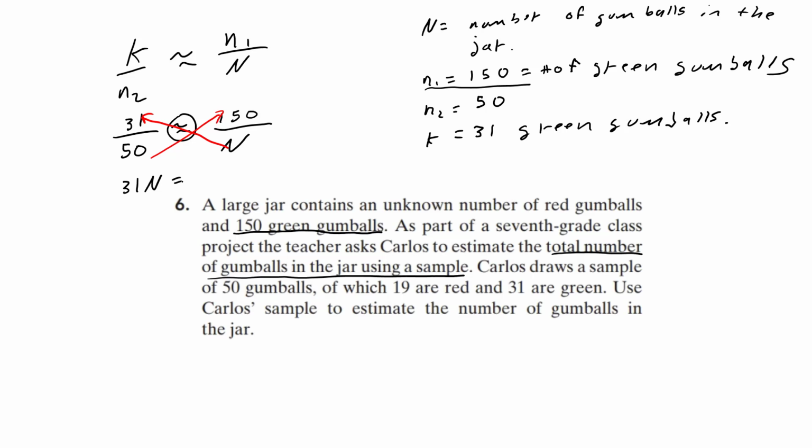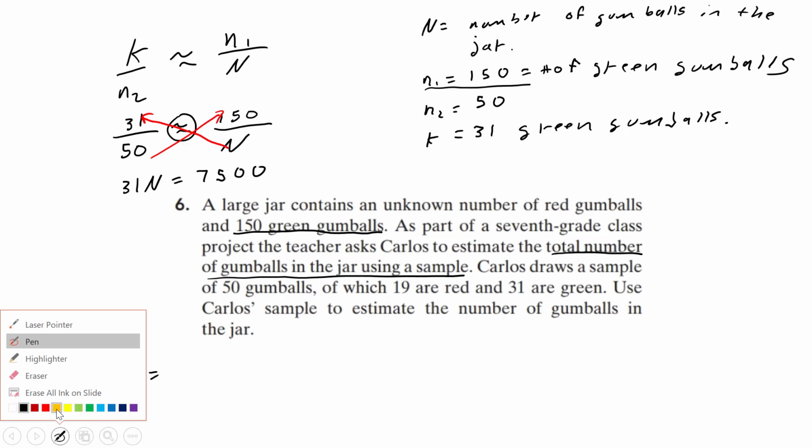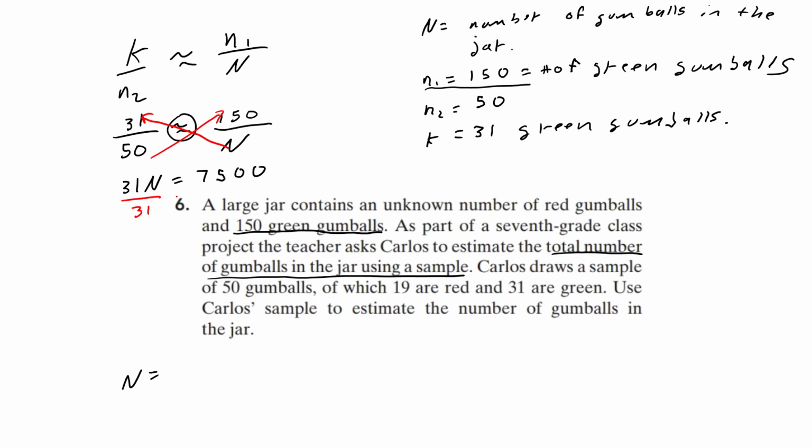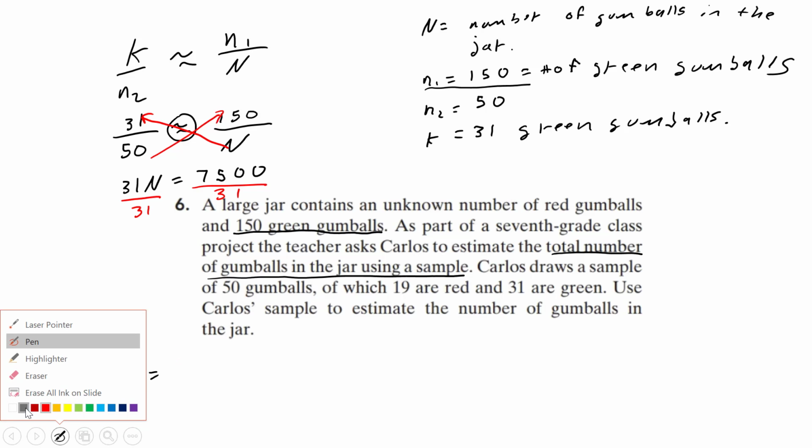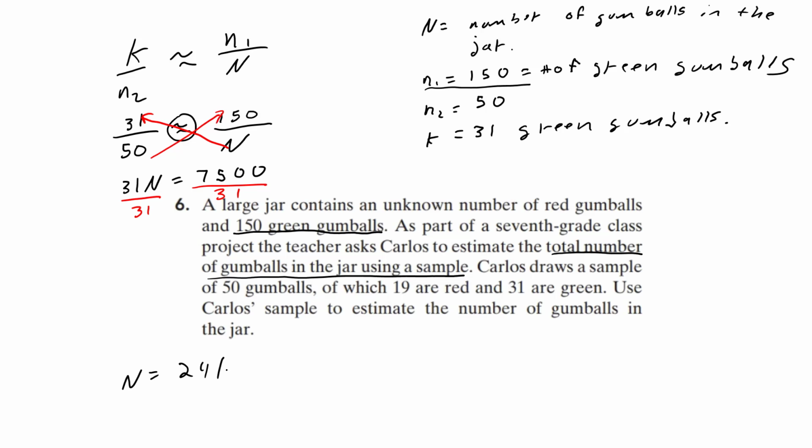So N1 was the number of green gumballs. That's how many you know are tagged in the entire population. Figure out what N is. N2 is the size of the sample, and then K is how many in that sample were tagged. So divide both sides by 31, 7,500. We're assuming that they are in the same proportion, same ratio. And the calculator tells me 241.935.